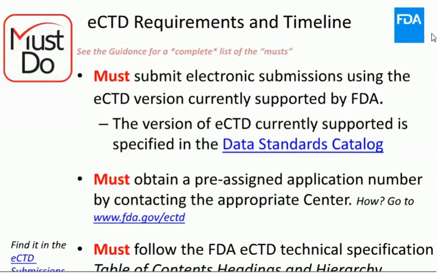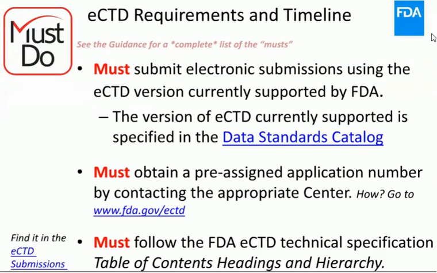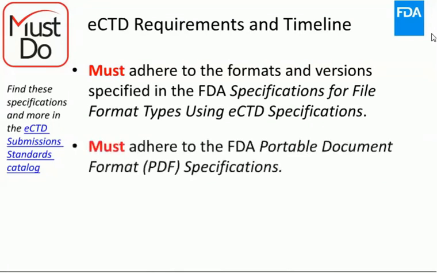You also must follow the FDA eCTD Technical Specification Table of Contents, Headings, and Hierarchy document. This is a great document. It tells you where to place the content of your submission. In other words, which module, which section within the eCTD should your files go. You must also adhere to the formats and versions specified in the FDA specifications for file format types using eCTD specifications. You must adhere to the FDA PDF specifications.